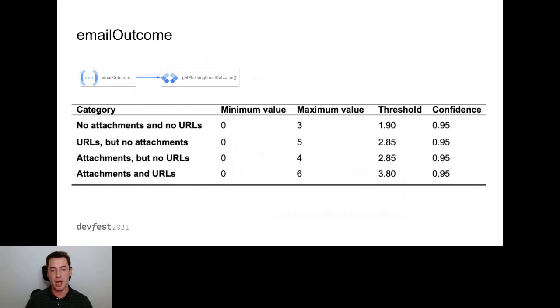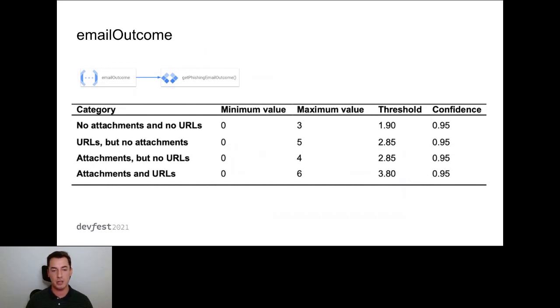So in our case, for example, the threshold is 1.9. So everything over 1.9, we are confident it is phishing, right? If it's 2.9, even better, right? The same thing goes for the next one. If you see, it's 5, but 2.85, and then we have 4 and 6 with a 3.80. So just because at the end, with the attachment and the URL, we need to have the email domain, right?